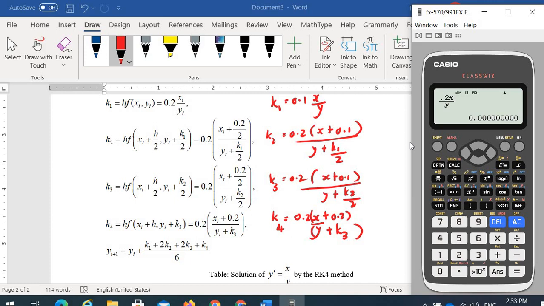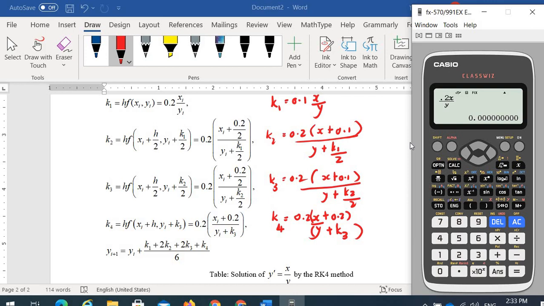Then use the same formula to calculate K3. When the calculator asks you for the X value, it is X plus 0.1. See, you have input it here. So in K3, you may just press equal. And then it asks the Y value. You key in Y plus K2 value divided by 2.